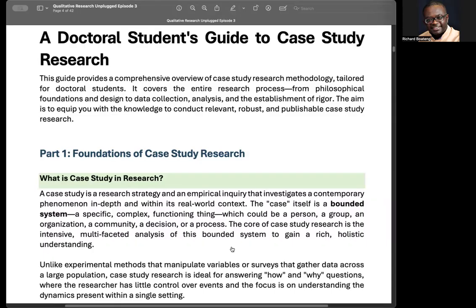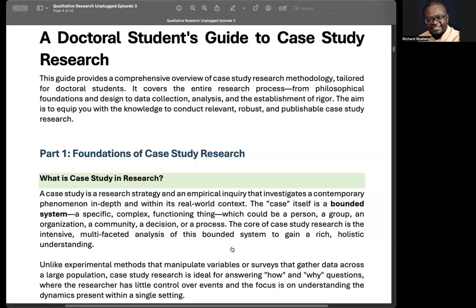No, not at all. That's a common misconception. Think of it less as just a story and more as a deep, focused investigation. The guide defines it as both a research strategy and an empirical inquiry. Basically, you're investigating a contemporary phenomenon, something happening right now, in the present, in depth, and crucially, within its real-world context. It's like, imagine putting a specific living entity under a really powerful microscope, but while it's still operating in its natural habitat, you're not taking it out into a lab.